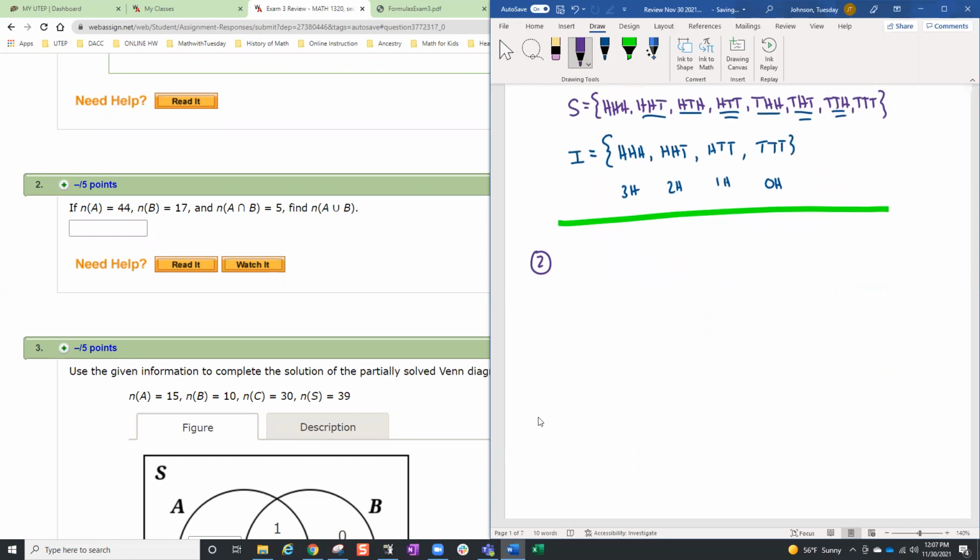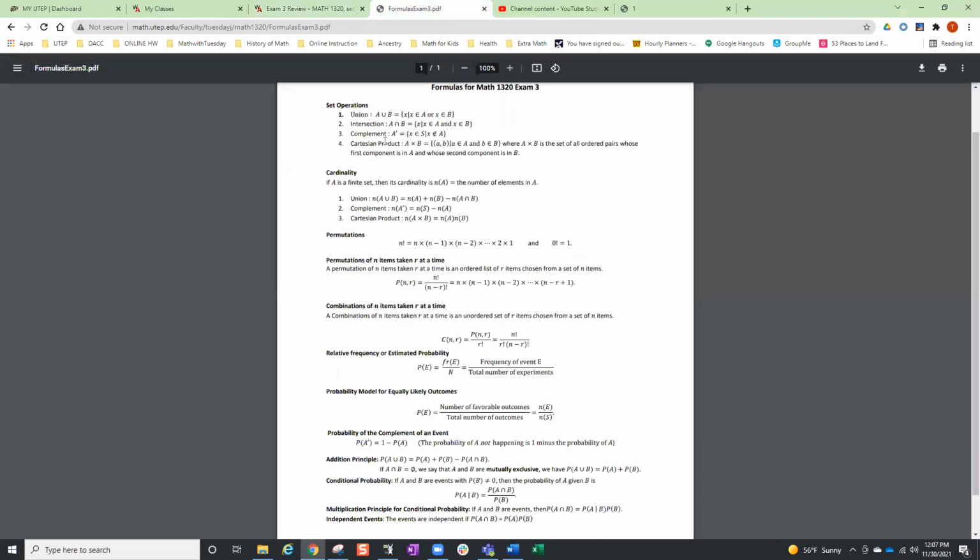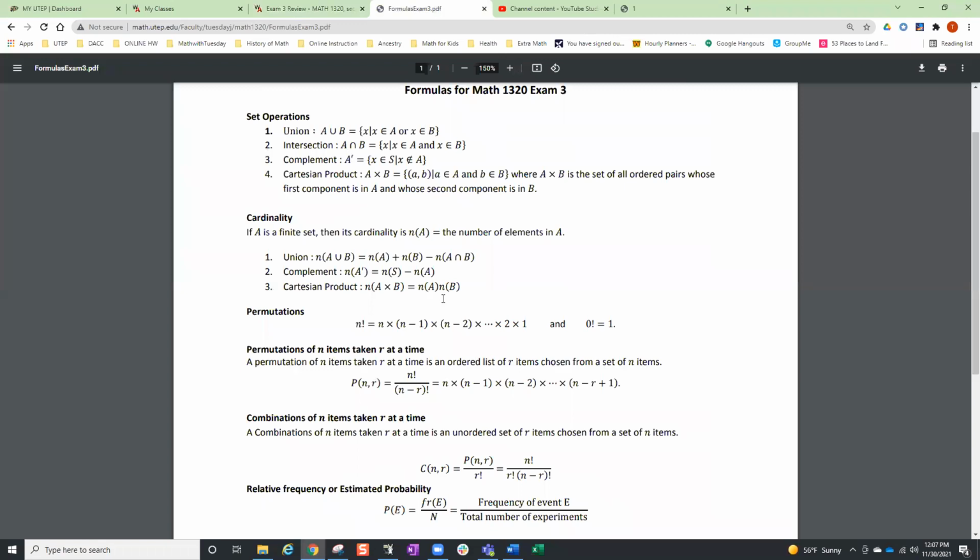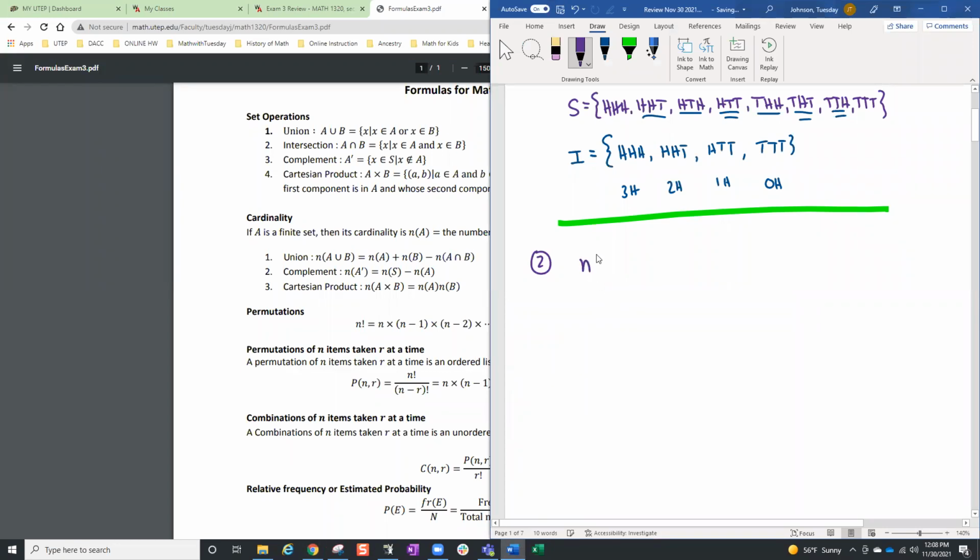All right, so number 2, the number in A is 44, the number in B is 17, the number in the intersection is 5. This looks like something I've seen before. I'm going to pull out my formula sheet. It's talking about the number. Oh, this is where we first start seeing numbers, and here's the union rule of counting, which is ugly like that. So I'm going to write it down on my paper. It says the number in the union is the number in A plus the number in B minus the number in the intersection, because we've used it twice, once with A and once with B.